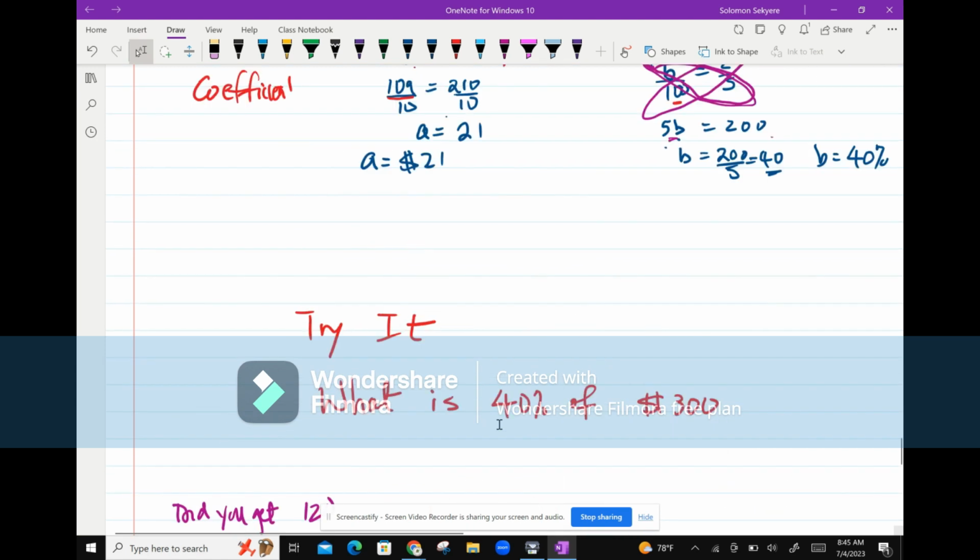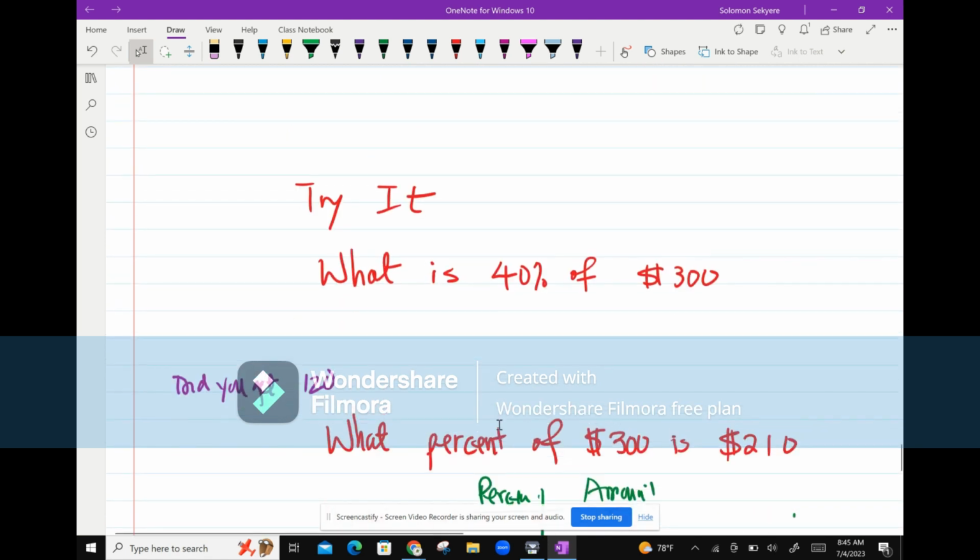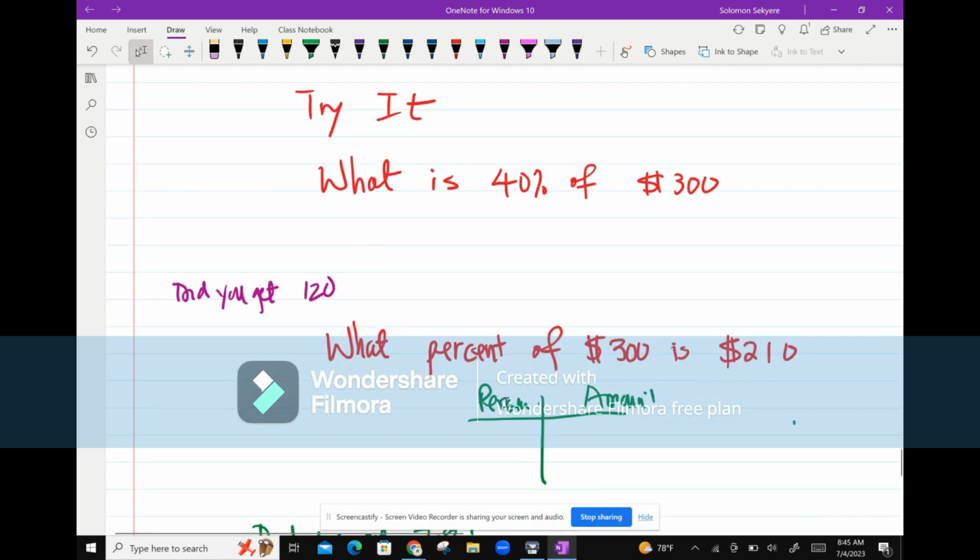Try these. What is 40% of 300? Set up the table. Okay. Did you get 120? And the 120 is what? It's an amount. So we put a dollar sign.